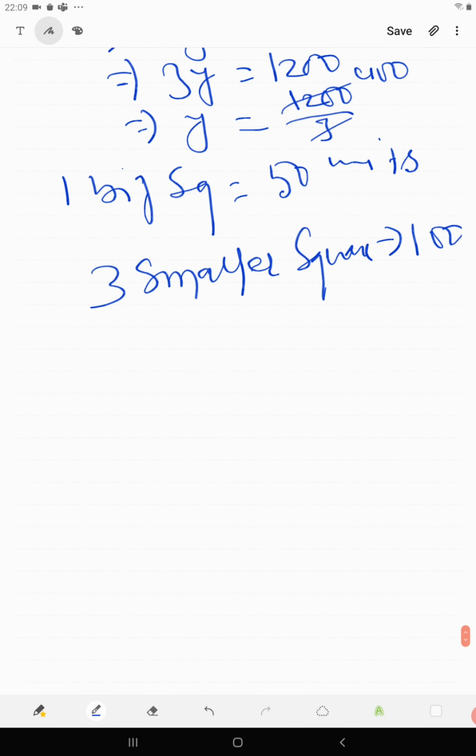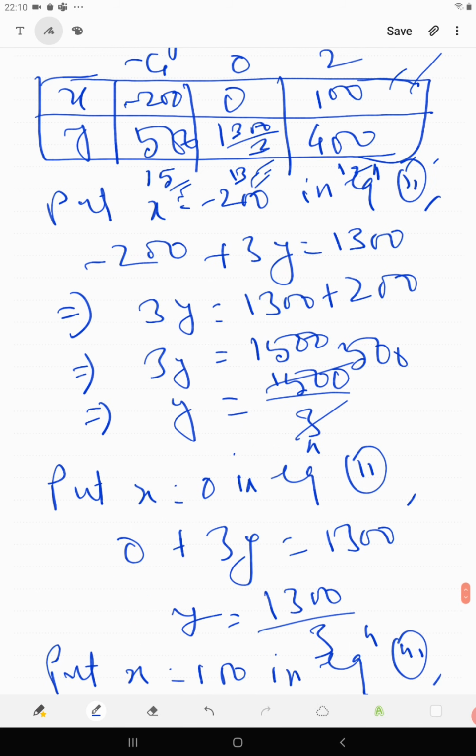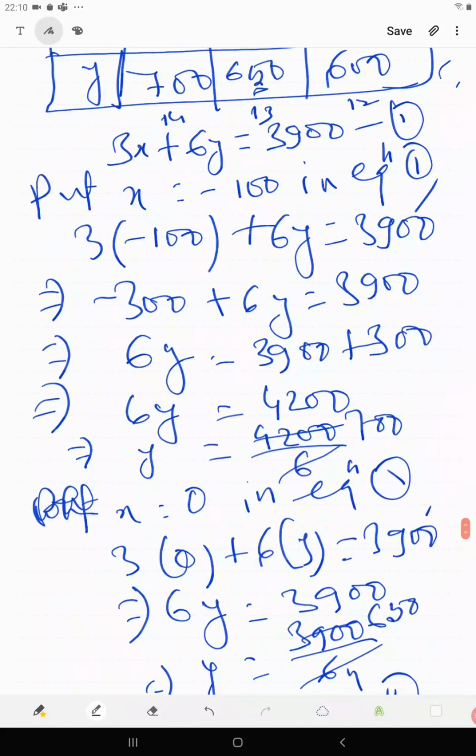Okay, fine. So this is how you should draw the graph. Then let's move on and do the third problem.